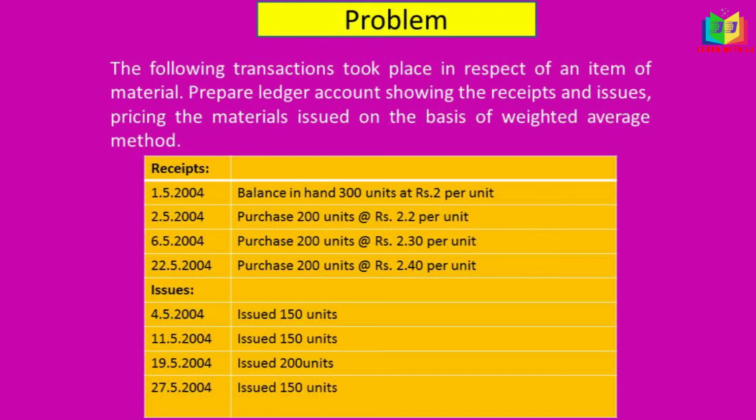Here we have the problem. The following transactions took place in respect of an item of material. Prepare a ledger account showing the receipts and issues, pricing the material issued on the basis of the weighted average method. We have receipts and we have issues here. Let's start doing the problem, as per the usual format.